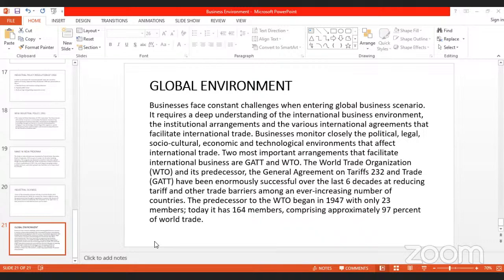Let's see the key features of GATT. The first one is the General Agreement on Tariffs and Trade was signed by 23 countries, first of all, in October 1947. Mark this thing, when it was first signed in October 1947 by 23 countries after World War II, and became law. It became law on which date? That is on January 1st, 1948.